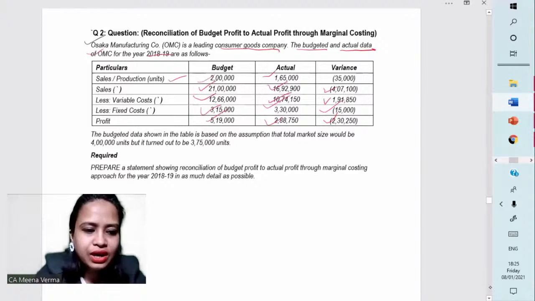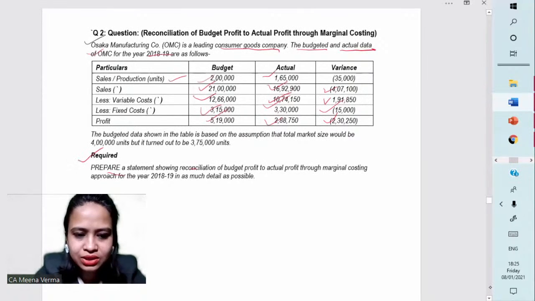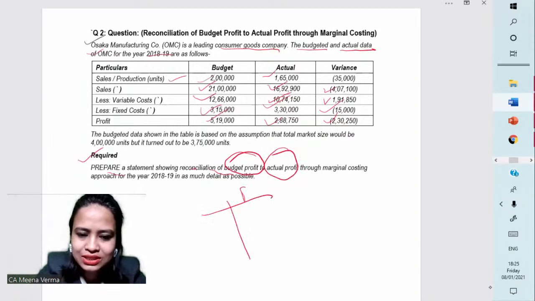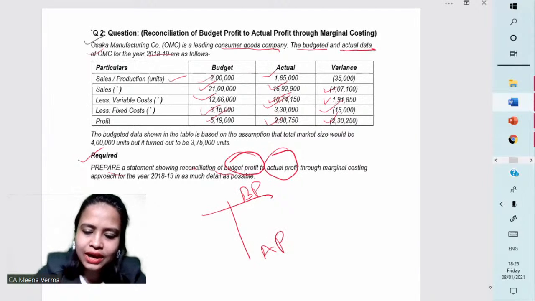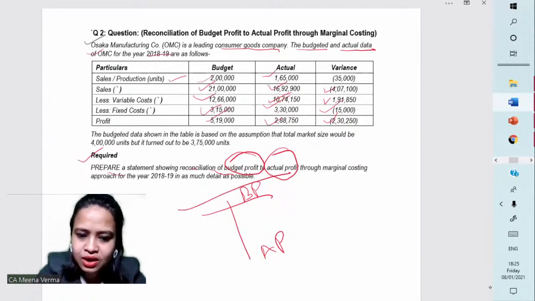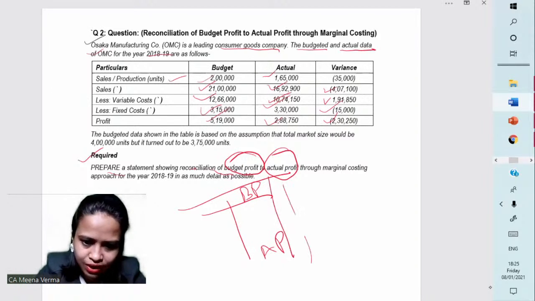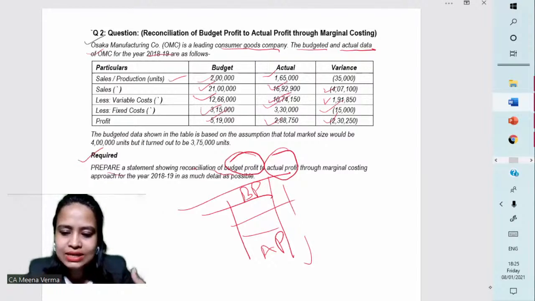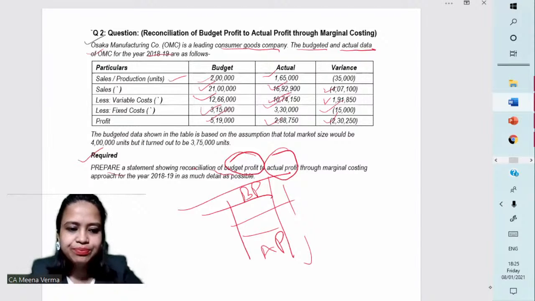Now they're asking you to prepare a statement showing reconciliation of budgeted profit to the actual profit. So you have to consider the budgeted profit and the actual profit, and prepare a reconciliation statement finding the reason why the actual profit is different from the budgeted profit. So you have to prepare it.